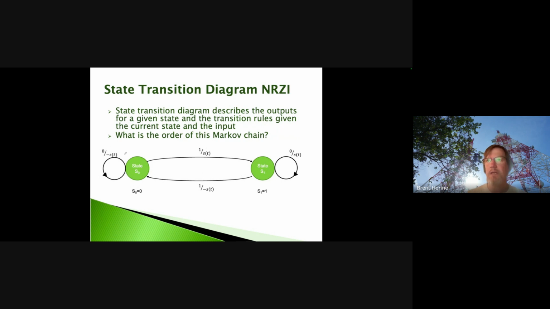And then on the other part of this, these transitions, we show the outputs that we're sending. Basically, if we arrive in state S0, either by just staying there or transitioning there, we're going to output a minus s of t, some symbol that's a function of time, some pulse, but in this case a negative. Versus if we're in state 1 as our new state, we're going to send out the positive version of that. So this shows us the state transition diagram here.